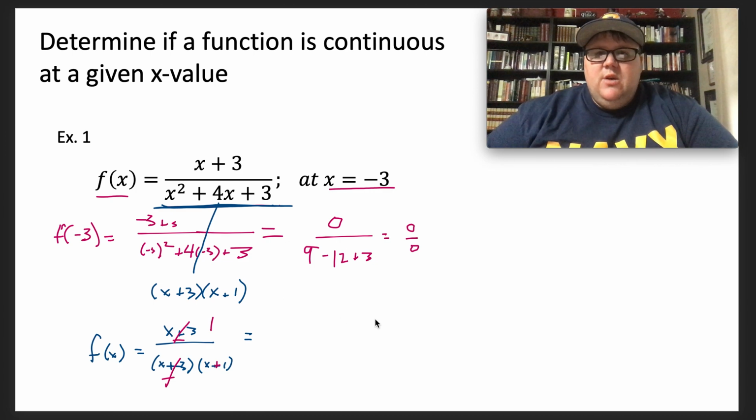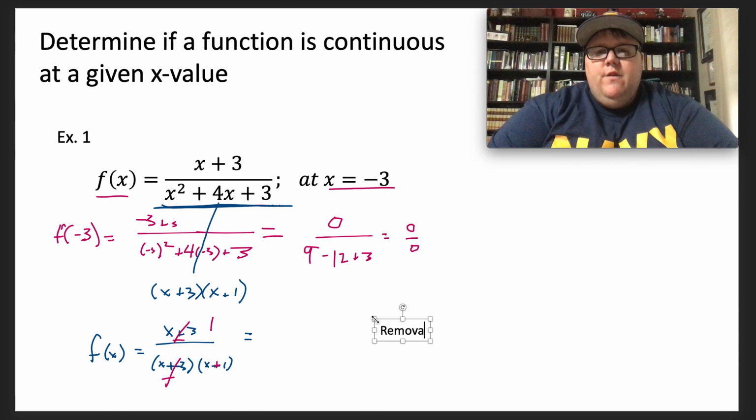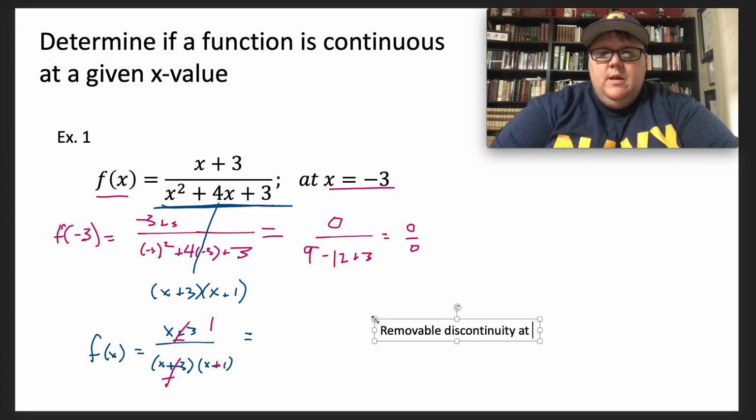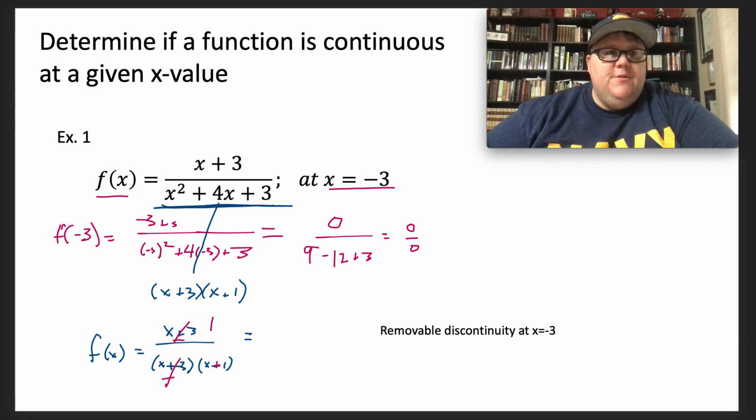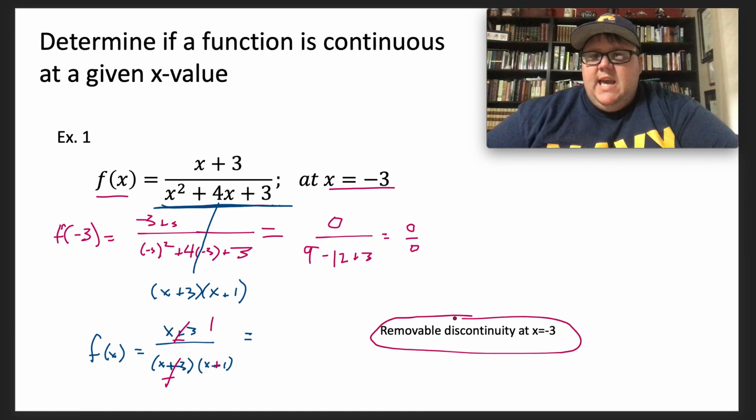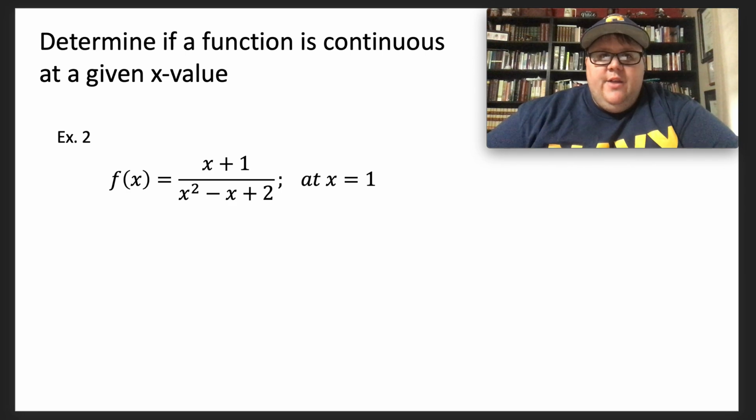So what we just did was we have a removable discontinuity at x equals negative 3. So that's my answer. Obviously, it is not continuous because I have a removable discontinuity at x equals negative 3. Excuse me. I'm going to go ahead and do another example with you.